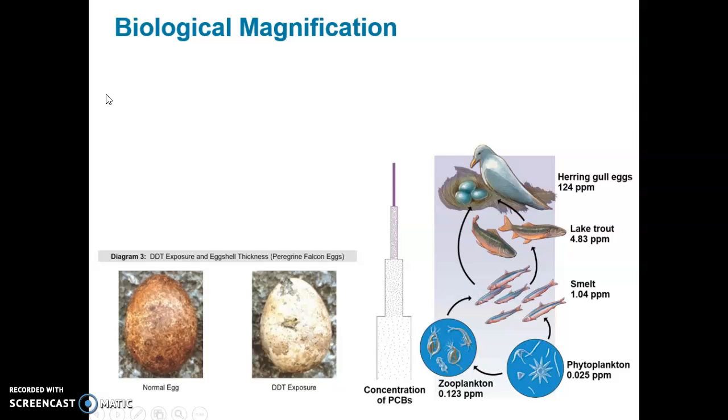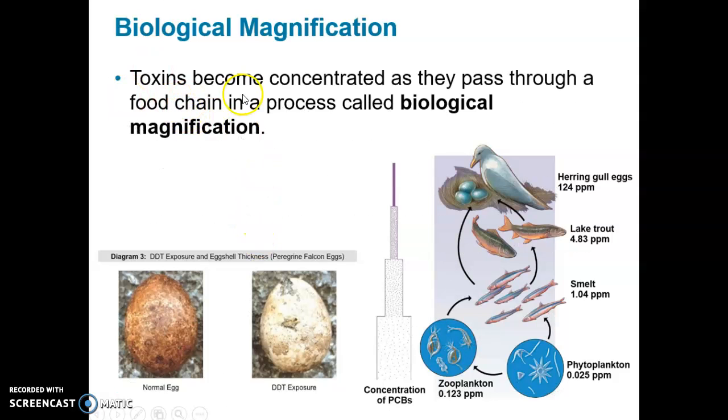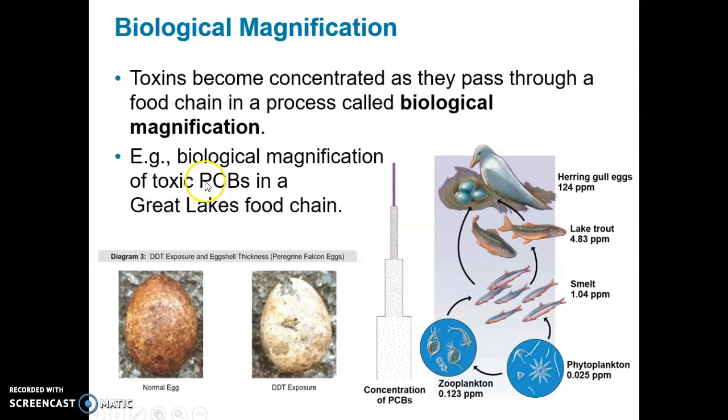So let's talk a little bit about biological magnification. Toxins and pollutants can become concentrated as they pass up through a food chain in a process called biological magnification, meaning they concentrate in organisms as we go up in the hierarchy levels of the food chains. So for example, biological magnification of toxic PCBs, a nasty chemical, in the Great Lakes food chain is represented by this figure. So concentration of PCBs goes up in the trophic levels. If we look at the phytoplankton, the base of the food chain in a lake, the levels are pretty darn small, 0.025 parts per million. That's ppm. Don't worry about that so much, but notice the number, 0.025. And that is smaller than 0.125 and also smaller than 1.0.